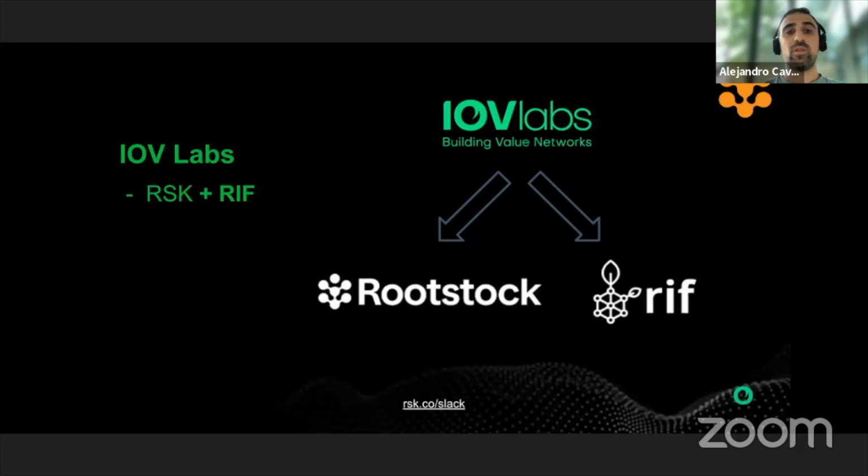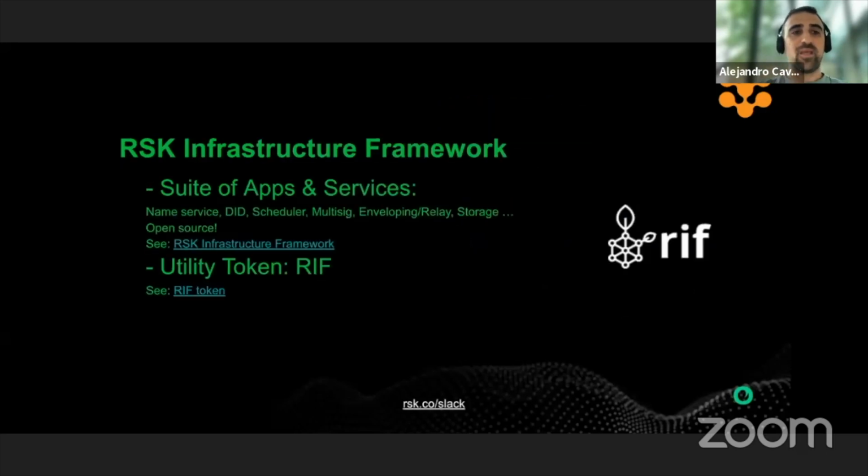It's also Rif. So what's Rif? Originally it meant RSK Infrastructure Framework. Now that we rebranded, it's Rootstock Infrastructure Framework. It's a collection of applications and services designed to complement blockchain-based decentralized applications. It includes many different components, like the ones listed there that you can read. Some of them are still under active development. All these projects are open source as well.